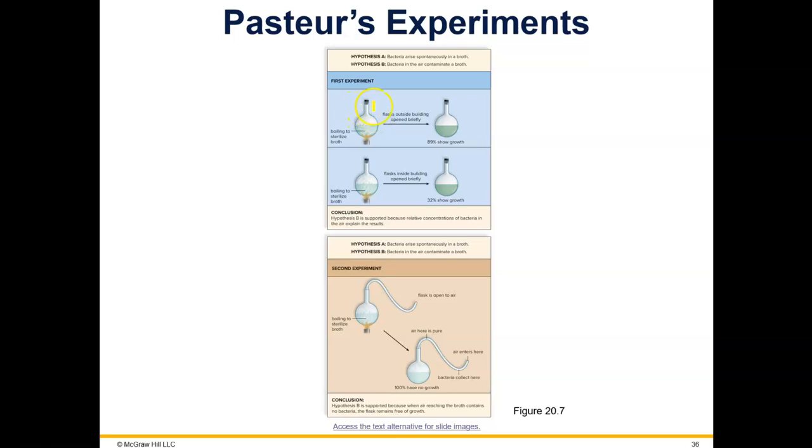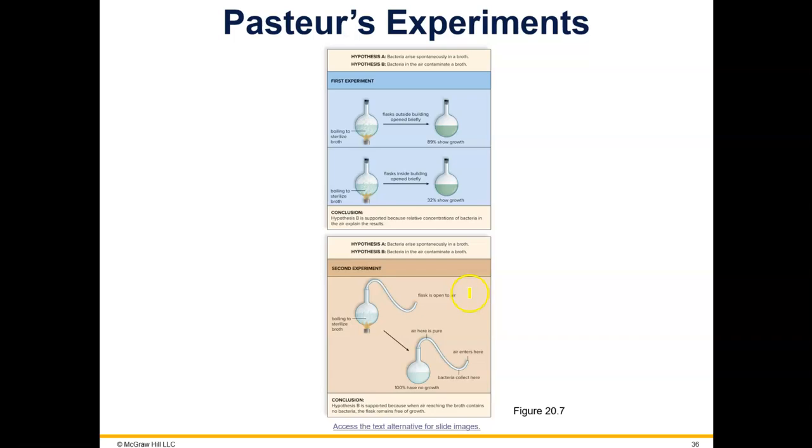Then he opened up the flask, exposed the flask to the air outside of the building. And when he put the stopper back on and waited, 89% of his flasks showed growth. And how you see growth in nutrient broth is it turns cloudy. So there were bacteria growing in 89% of the flasks that he exposed to the air outside. He did the same experiment inside a building, and 32% showed growth of bacteria. So less than outside, but still, bacteria is getting in the broth.